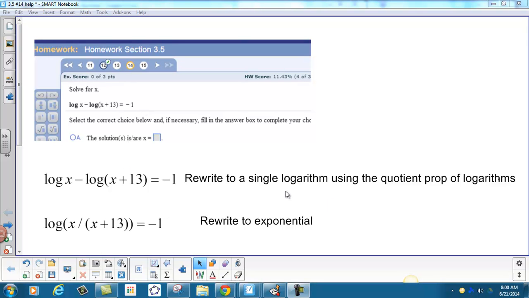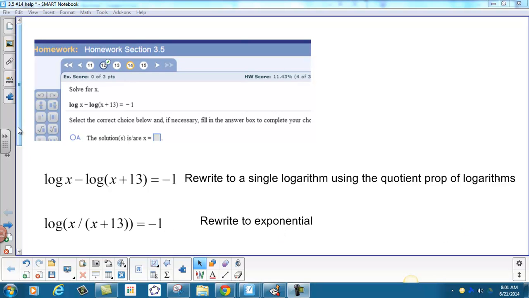And so what I have done so far is I have rewritten this to a single logarithm using the quotient property of logarithms. And I know that this is quotient because this is a subtract sign right here. If this was an addition sign, then I'd have to rewrite it using the multiplication property. So the first thing I did was I rewrote this to a single logarithm, and I had log base 10 of x divided by x plus 13 equals -1.